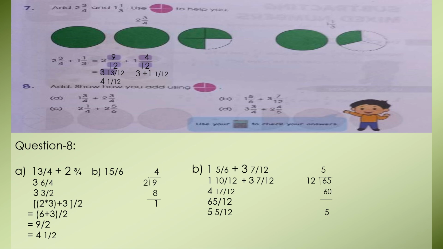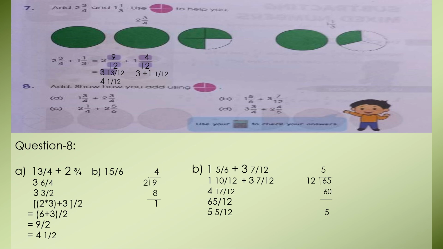Question 8, we have to add, and in part A we have 1 whole number 3 over 4 plus 2 whole number 3 over 4. So there are 3 complete circles, as 1 plus 2 is 3. And here the denominator is the same for the fractions, so we are simply going to add the numerators, which is 3 plus 3, and it comes out as 6. So we have 6 over 4.